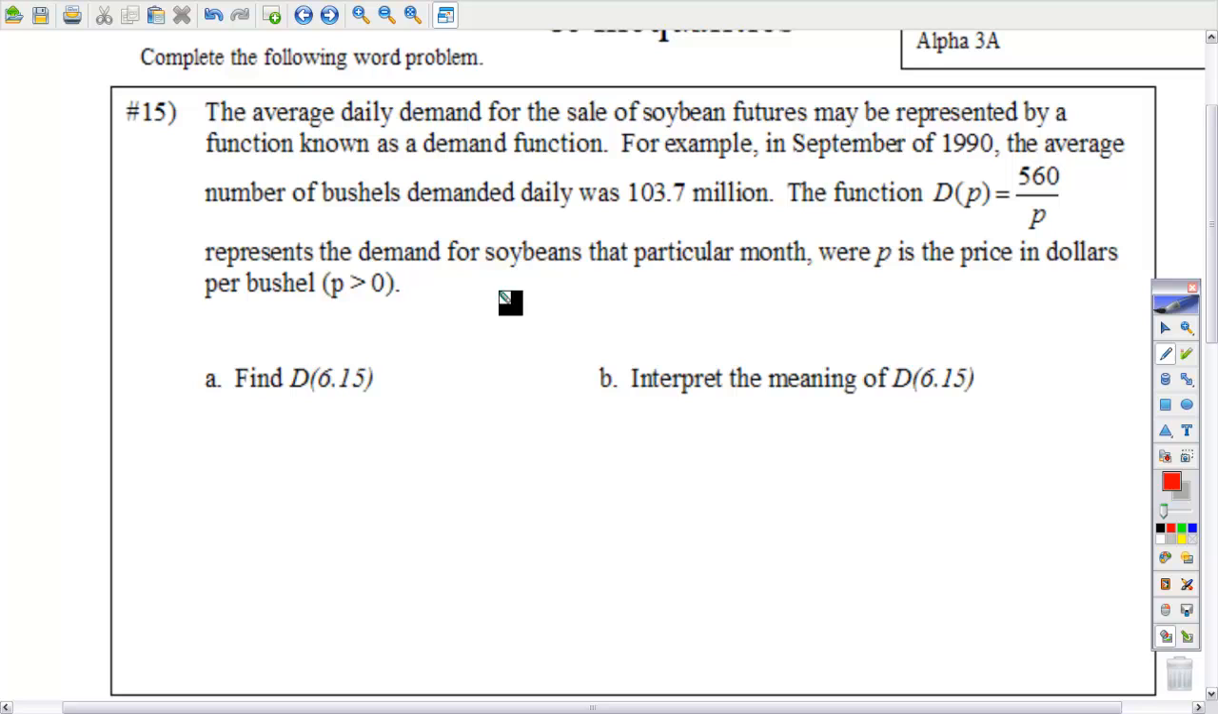A lot of information there. Some important things that I need to either write down or highlight. P is the price in dollars per bushel. D of P is the demand for soybeans for that particular month. What that means is demand. It means whatever price you set it at, the demand is how much you're going to sell.